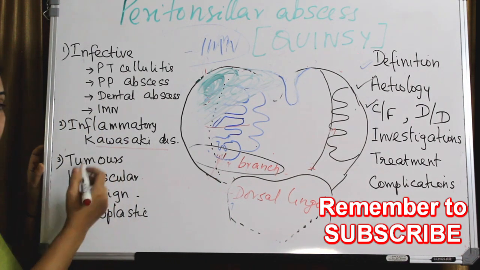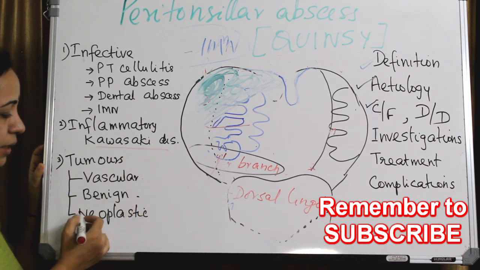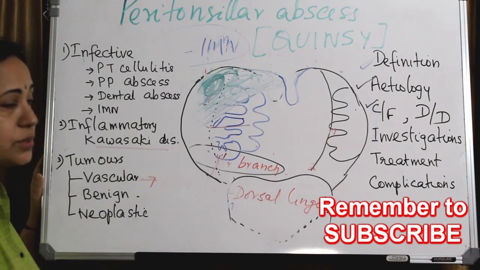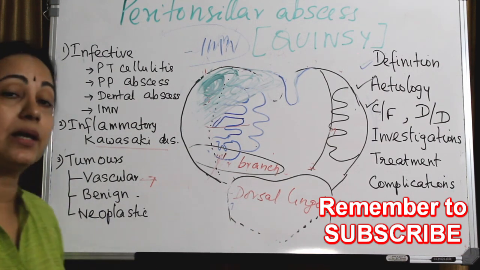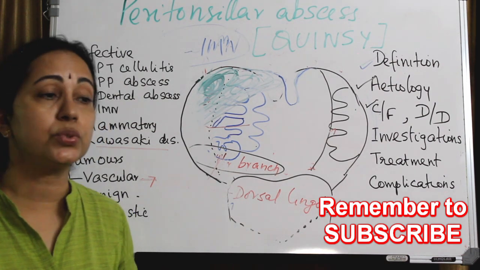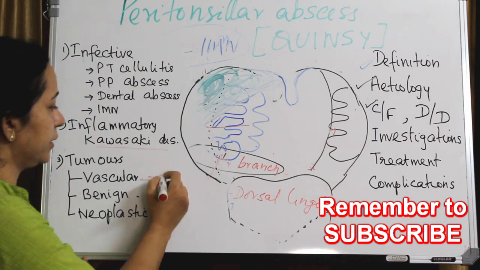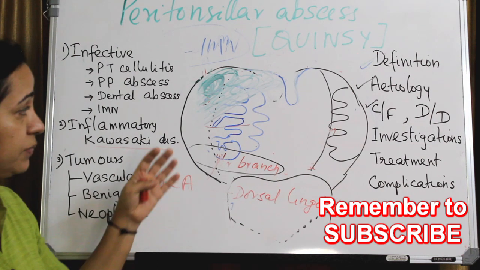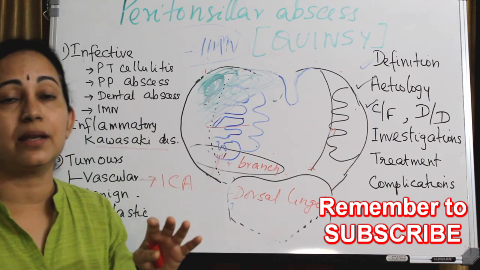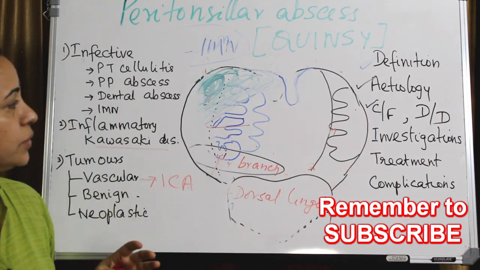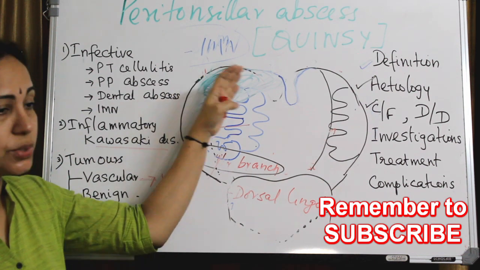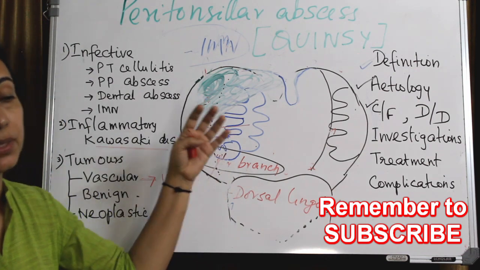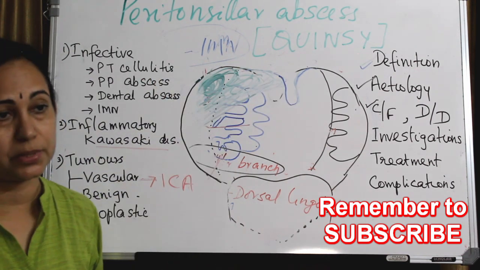And tumors, you can again divide into vascular tumors, benign lesions, and neoplastic lesions. The most common vascular tumor which mimics a Quinsy is a post-traumatic internal carotid artery pseudoaneurysm. It will present exactly like a peritonsillar abscess. It will push the soft palate as well. There will be a bulge of the soft palate, and sometimes it will push the uvula towards the opposite side.